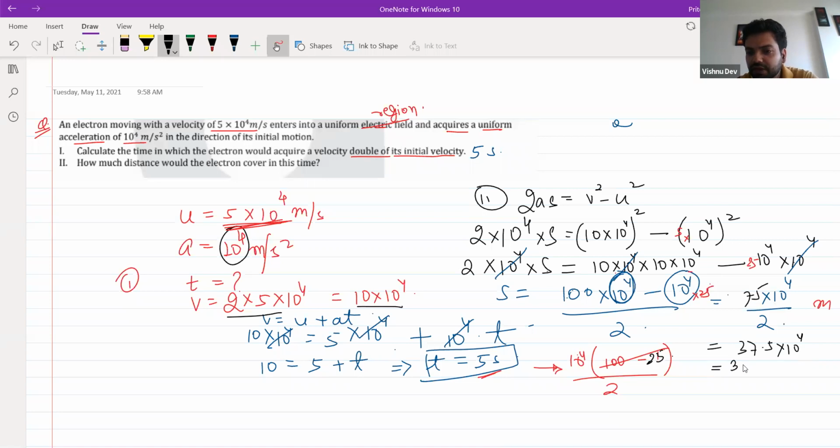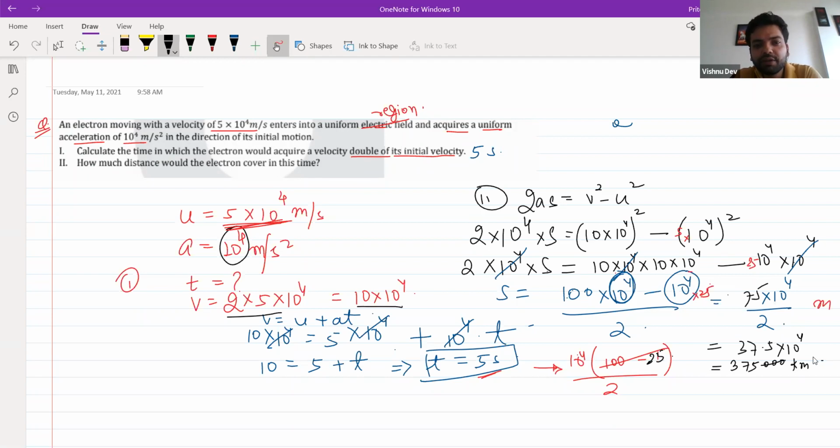So that will be 375,000. Yes, 3.75 into 10 to power... Will it be 10 to power 4 or 10 to power 5, Akash? Check it. It should be 10 to power 5, because if we divide 75 by 2, we'll get 37.5. Okay, so instead you can write 375 kilometers.